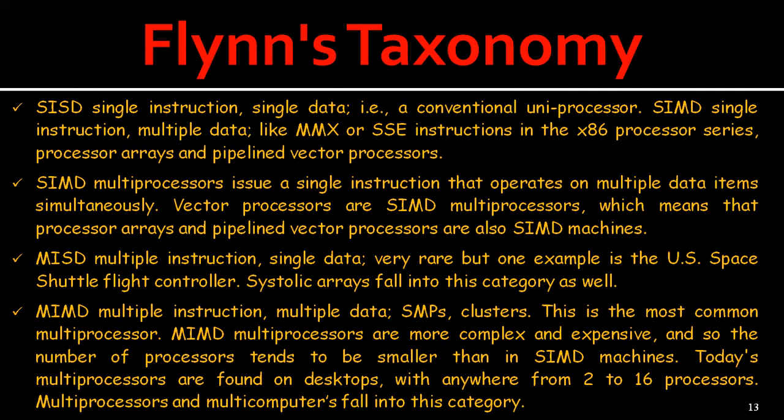For example, the ordinary single computer has a single instruction stream and a single data stream. This schema leads to four independent types of computers. Firstly, SISD, single instruction, single data. That is a conventional uniprocessor. Next, SIMD, single instruction, multiple data, like MMX or SSE instructions in the x86 processor series, or processor arrays and pipelined vector processors.